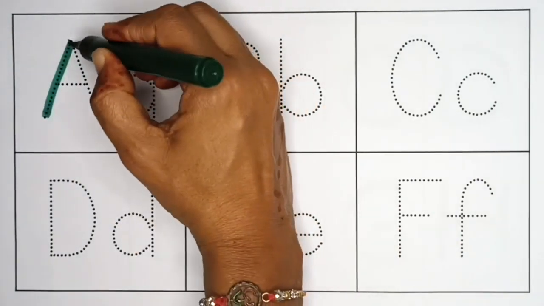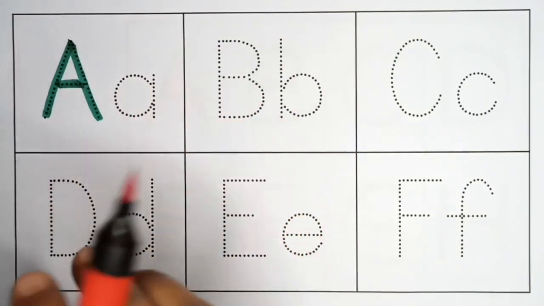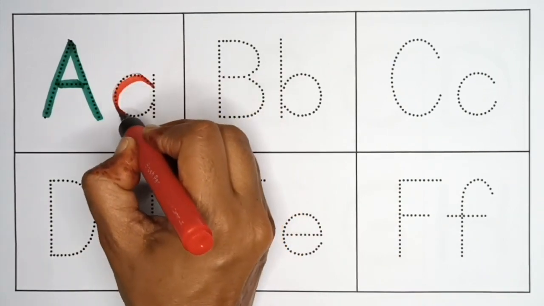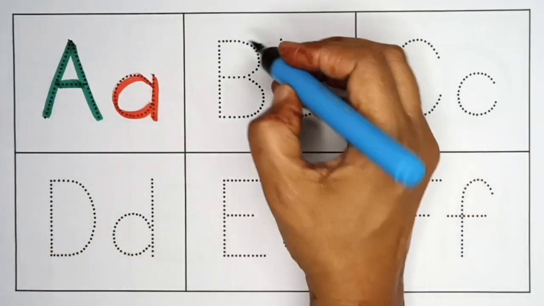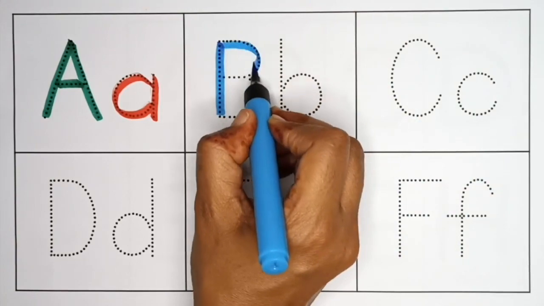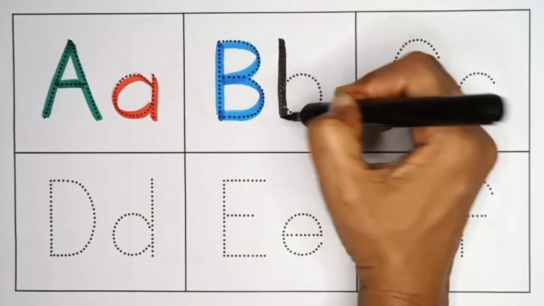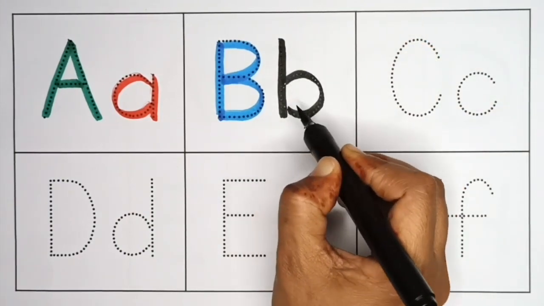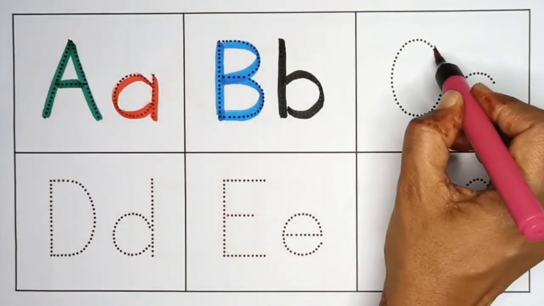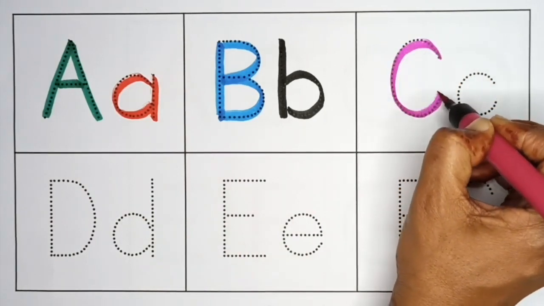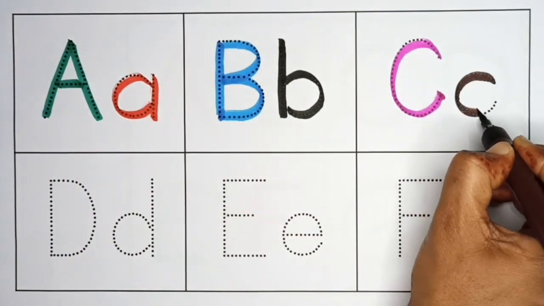A. A for apple. Red color. A for apple. Blue color. B. B for ball. Black color. B for ball. Purple color. C. C for cat. Brown color. C for cat.